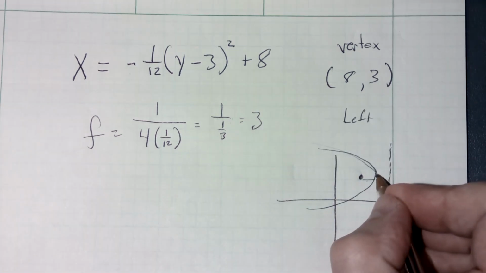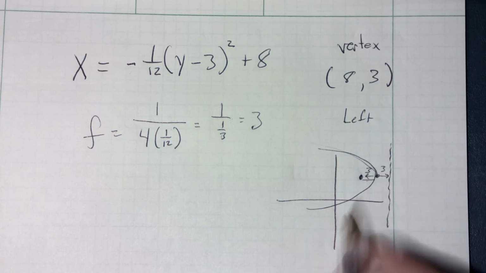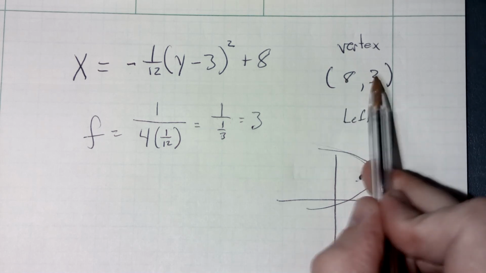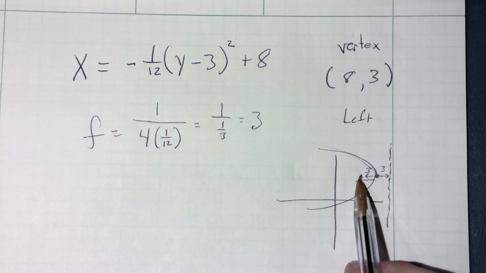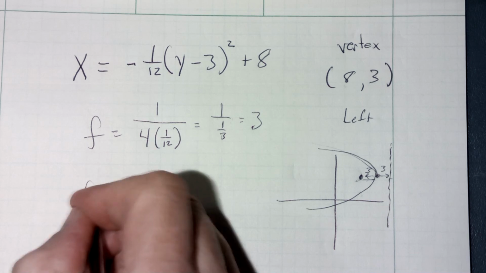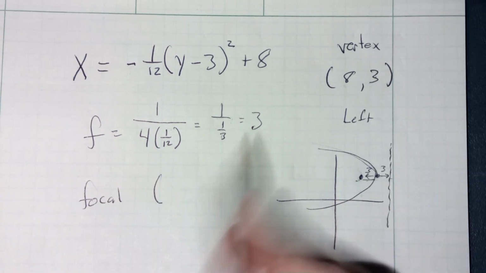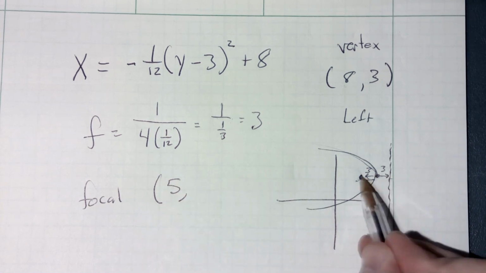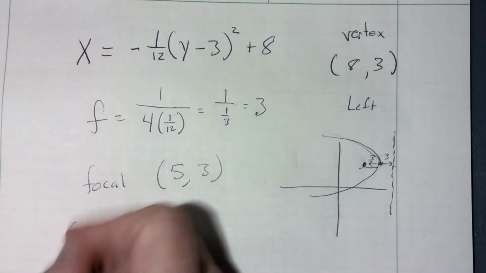That means I'm going to move 3 units that direction and 3 units that direction to find the focal point and the directrix. Since my vertex was 8, 3, and I'm moving to the left, that's going to change the x value. And to find the focal point, I will minus 3 from 8. So my focal point is going to be 8 minus the focal length, which is 3, so I get 5. The y value, it's not up or down, it's just directly left of the focal, so it's 3. There's my focal point.